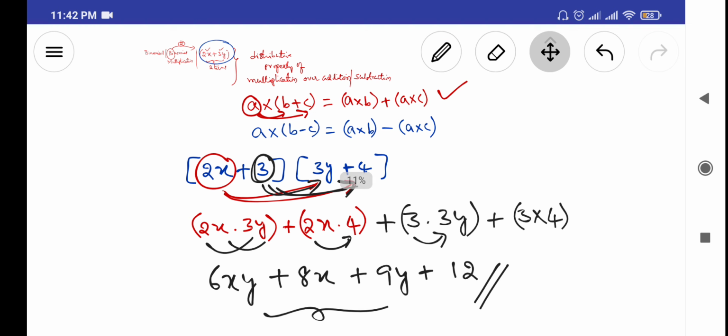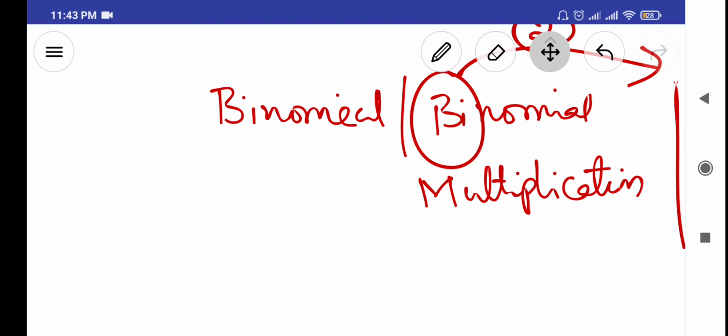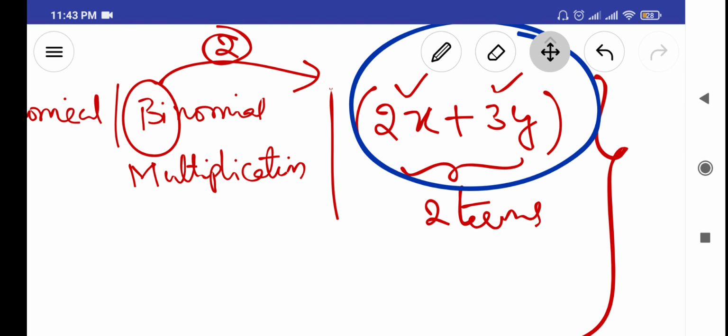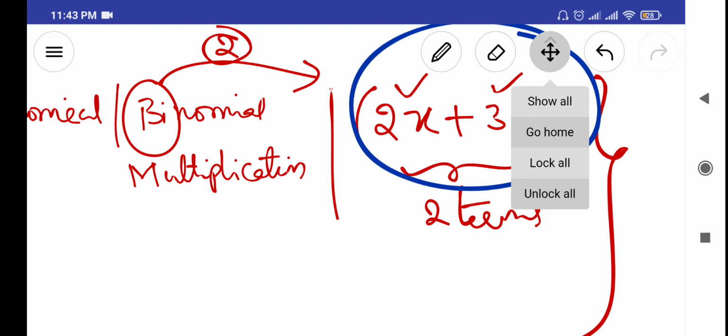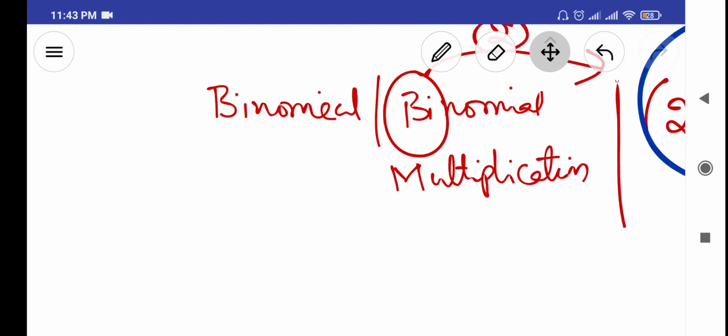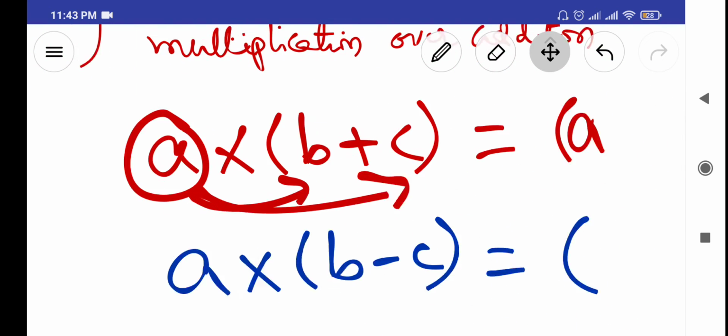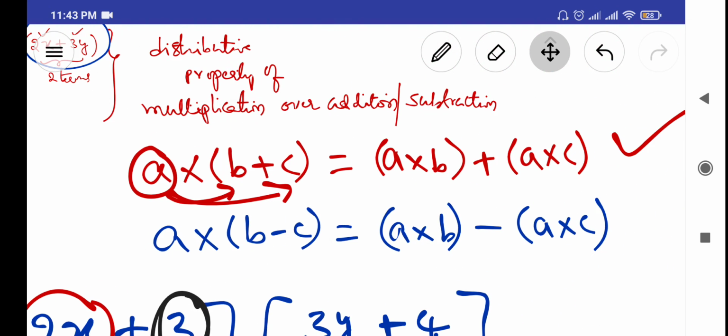So if you notice here, first we have started with binomials. What is a binomial? When two terms are there in the polynomial expression, we call it a binomial. So we have just done multiplication of a binomial with a binomial. This multiplication is based on the property which we already know, the distributive property of multiplication over addition. That is a into (b plus c) is equal to a into b plus a into c.